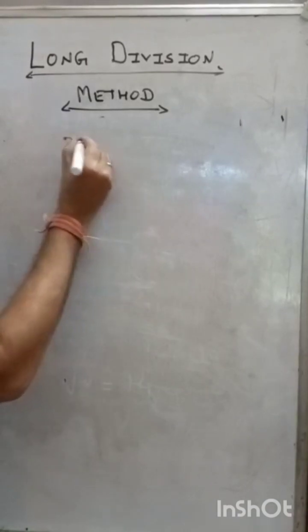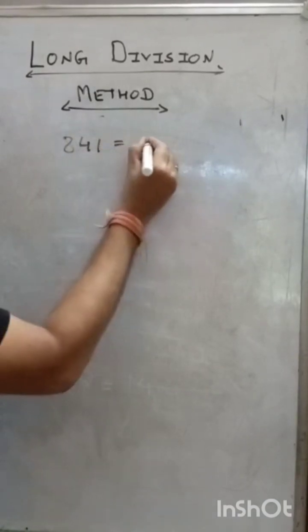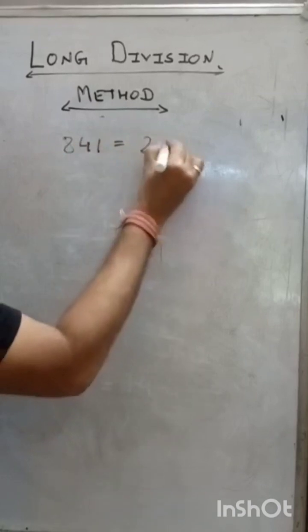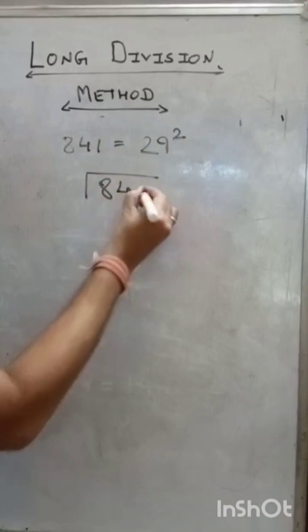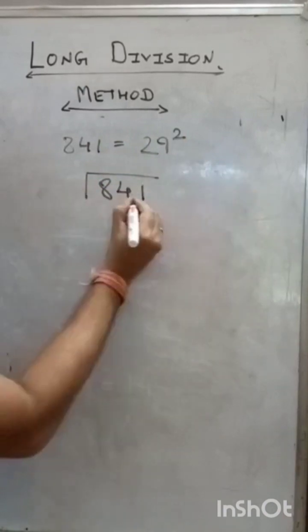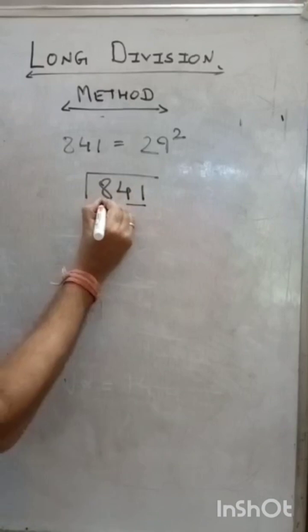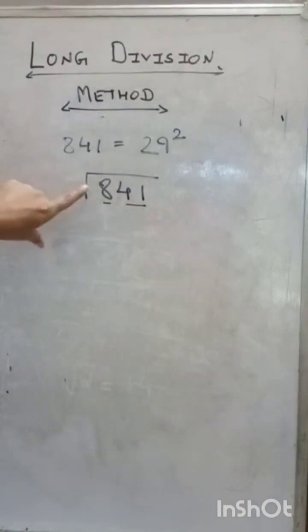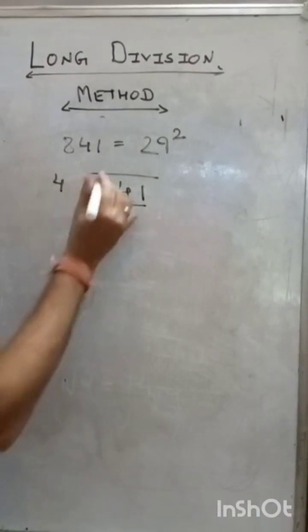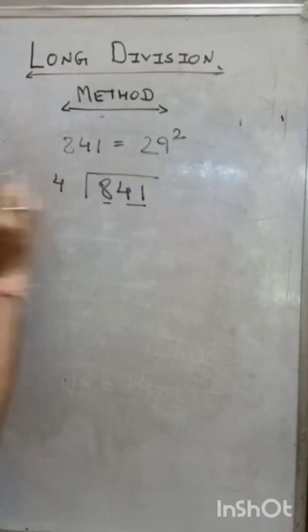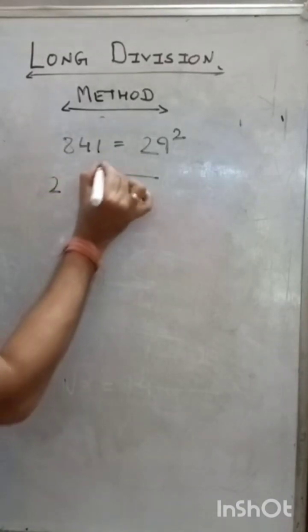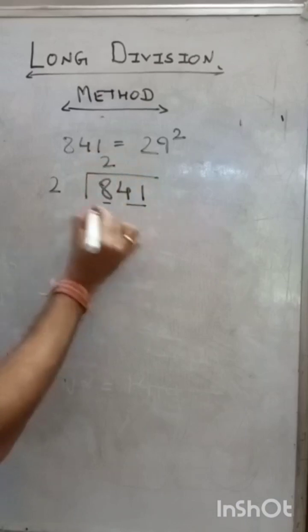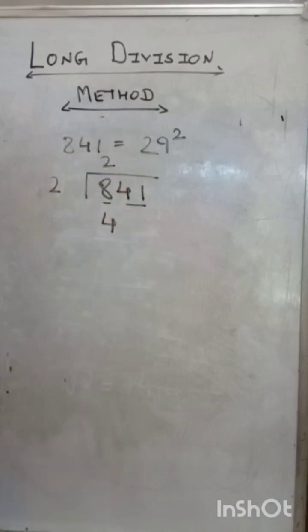Suppose 841 is the square of 29. So I have to divide 841. I have to pair it from right to left. The right pair is 41 and this is 8. The square smaller than 8 is 4. So I am going to write 4 here, and 2 squared is 4. So you can write 2 and 2 here.